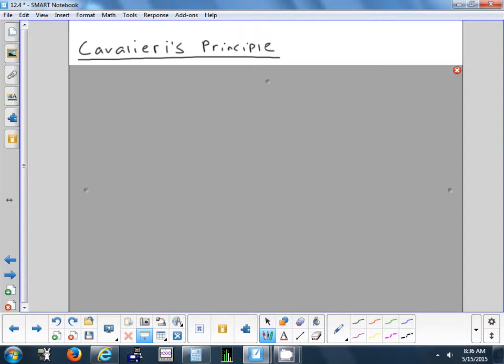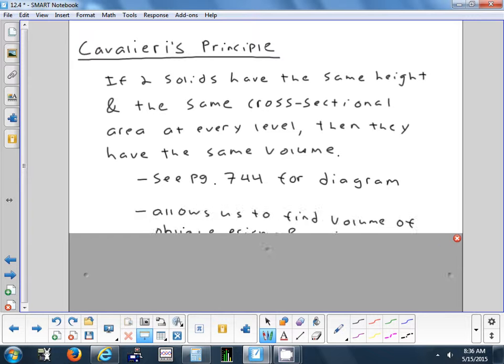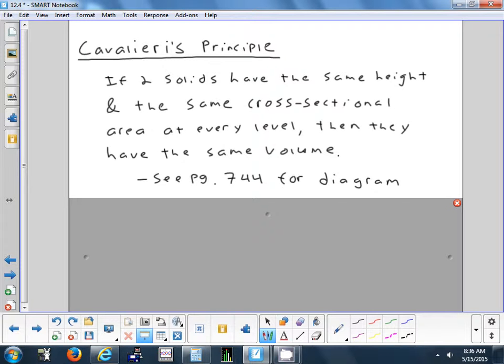Okay, so here's another principle. This idea is a little bit more advanced. But basically it says that if two solids have the same height, and they have the same cross-sectional area at every level. So you take your two solids, say you go 2 inches down, you slice one of your objects. Go 2 inches down, slice it again. Look at the shape when you slice it. Measure its area. If it comes out the same, no matter what level you slice the object at, the two shapes would have the same volume.